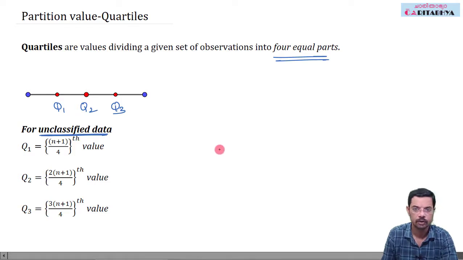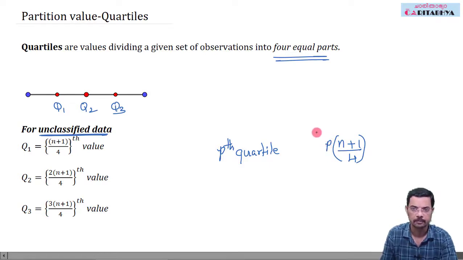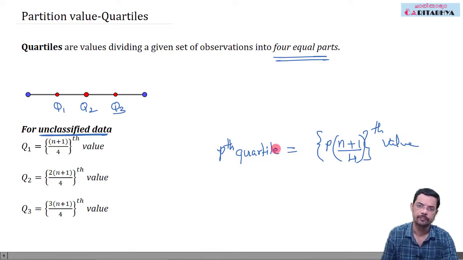So if you want to find out the pth quartile, we have (n plus 1) by 4 already. We multiply that with the value p. If you want the first quartile, we use 1 here. If you want the second quartile, we use 2 here. If you want the third quartile, we have to use the value 3 instead of p. So that is the pth quartile. We can find out the value of the pth quartile.